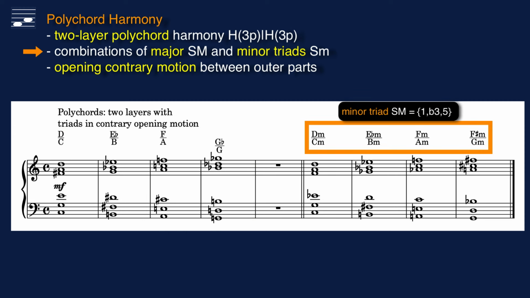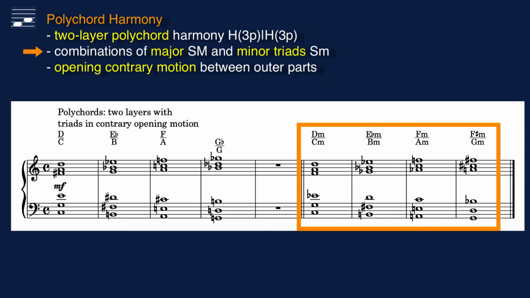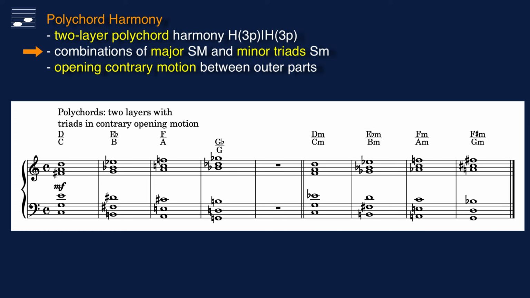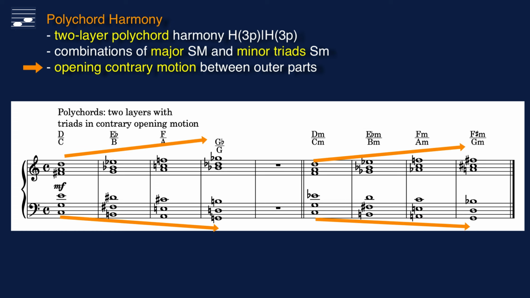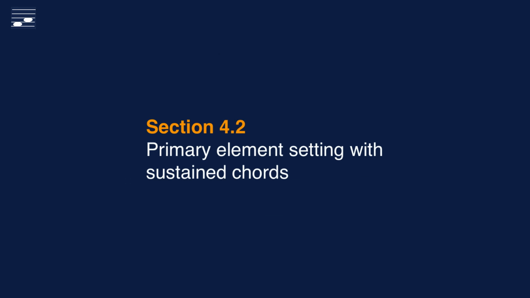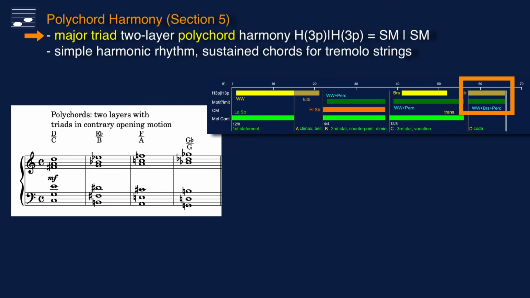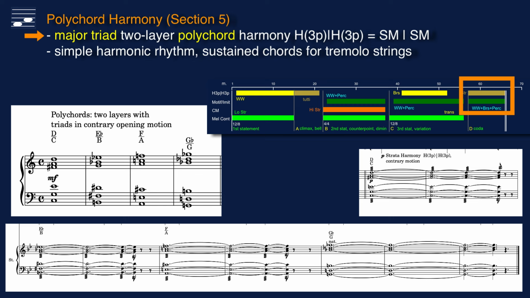On the right a similar approach, now stacking minor triads. Notice that both have opening contrary motion between outer voices. The major triad 2-layer hexachords are used in the closing section of the orchestral continuity. The setting is straightforward. Tremolo strings play sustained chords with a simple harmonic rhythm.